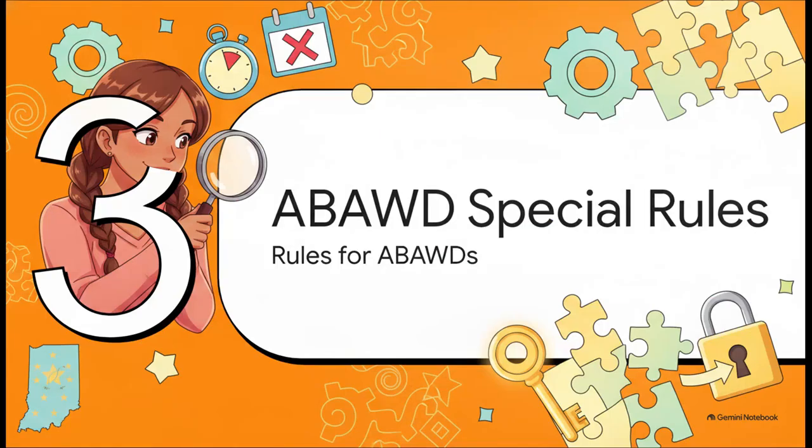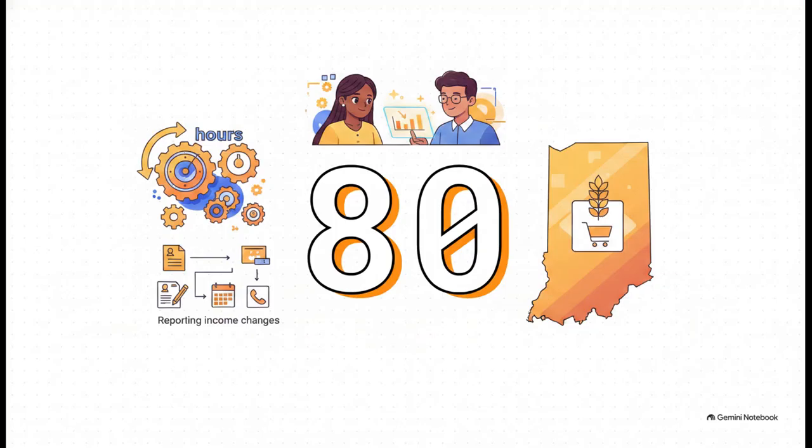All right, Section 3, Special Rules for ABAWDs. So ABAWD stands for Able-Bodied Adults Without Dependents. If you happen to fall into this specific category in your assistance group and you're employed, you aren't just looking at an income ceiling. You also have to watch a floor of 80 hours. The rules require employed ABAWDs to report when their employment hours decrease below 80 hours per month.